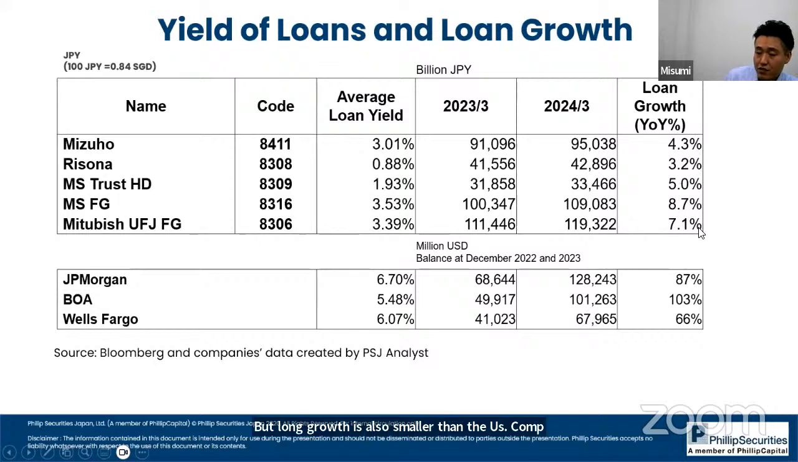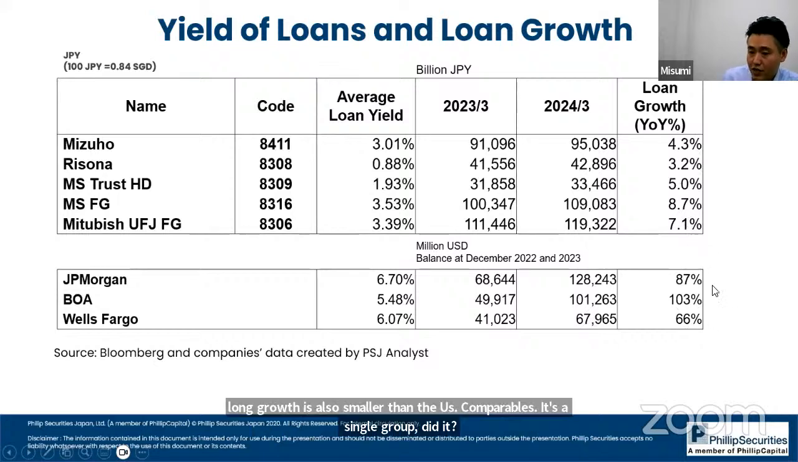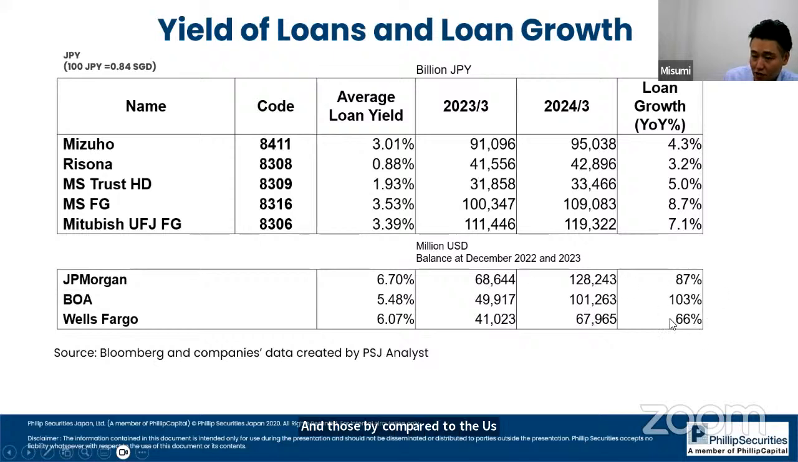It's single-digit growth, while the US comparables have double-digit or more than doubling loan growth. It's very surprising because Japanese interest rates are very low, and you would think people would want to borrow more money, but it's not so. Even though the highest interest rate increase appears in the US, the loan growth is higher than Japan's.